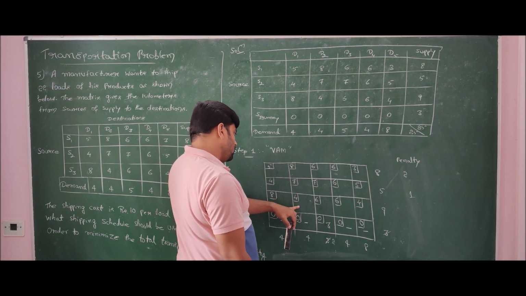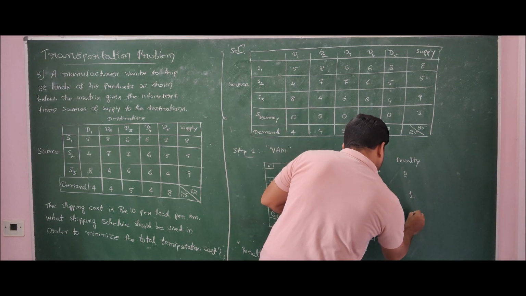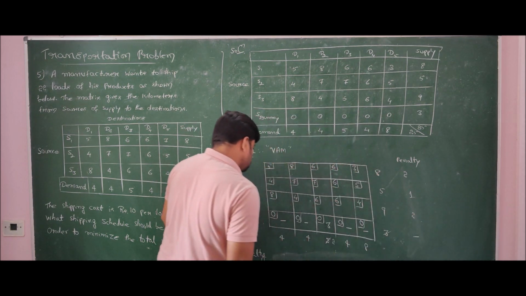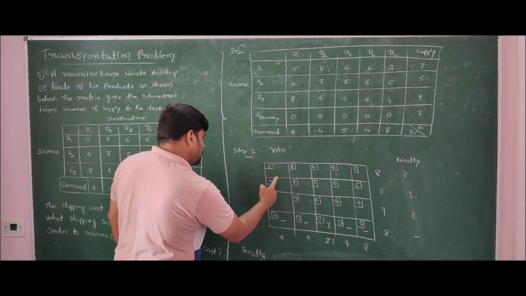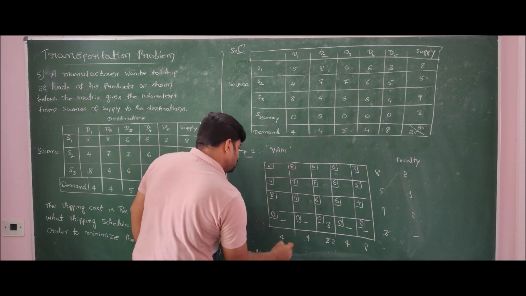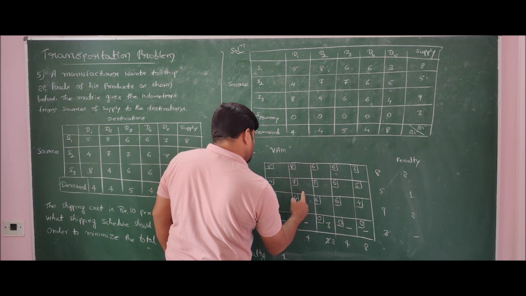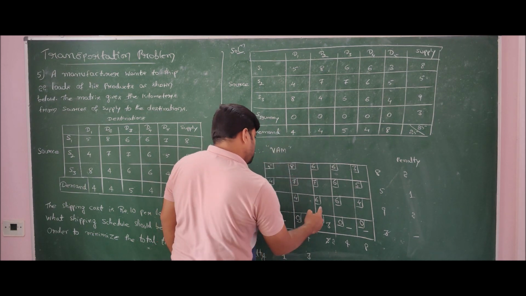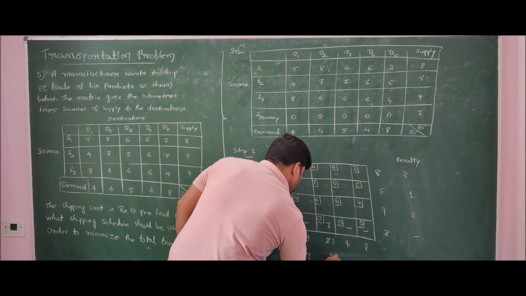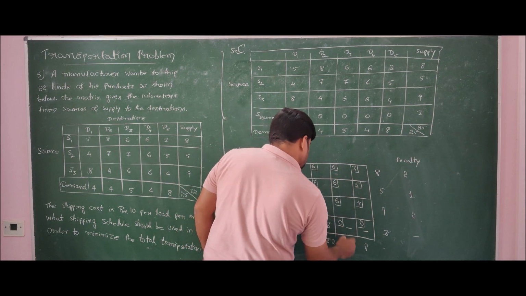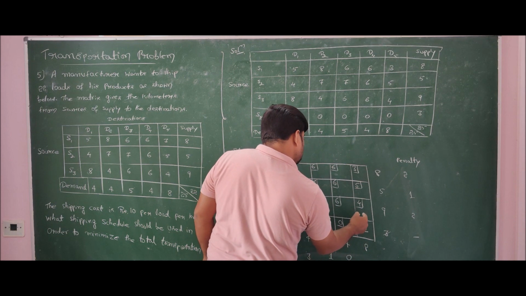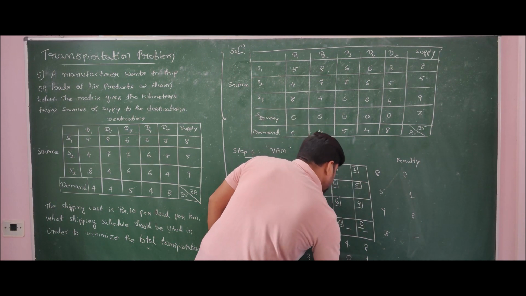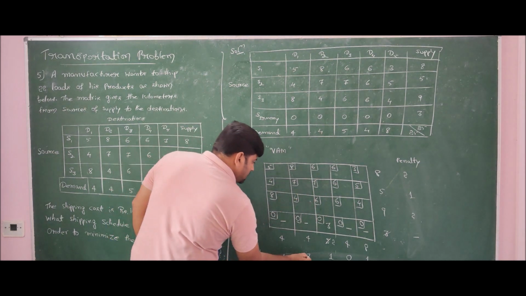Least cost is 4, next least cost is 6, penalty is 2. So this is done. Here the least cost is 4, next least cost is 5, penalty is 1. Least cost is 4, next least cost is 7, penalty will be 3. 6 and 7, penalty will be 1. Least cost is 6, there is no difference, 0. Here least cost is 3, next least cost is 4, penalty is 1. So highest penalty is 3.